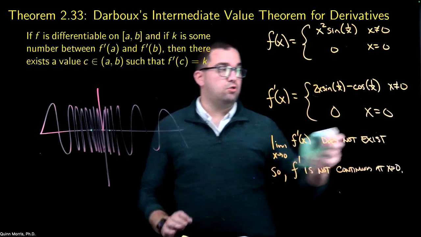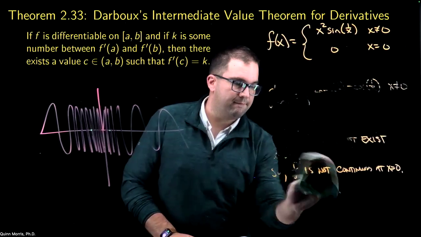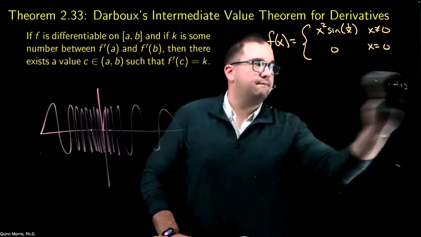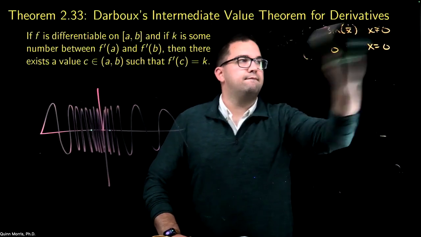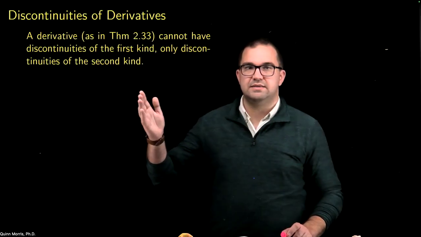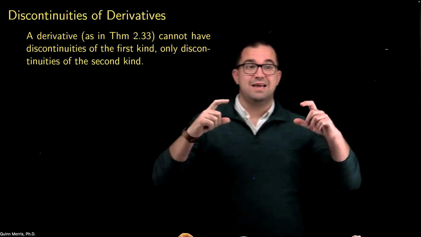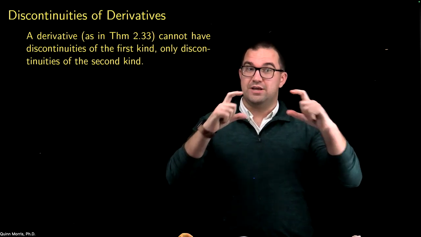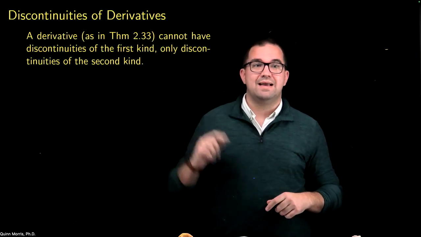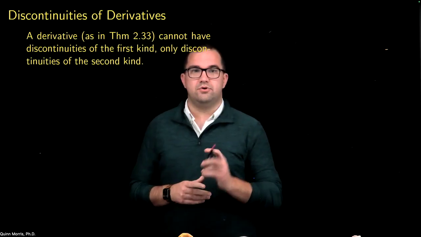All right. So what is the big conclusion of all this? One consequence of this theorem is that a derivative function, as in that theorem, and again I want to emphasize it requires that the function be differentiable on a closed interval, cannot have discontinuities of the first kind. It can only have discontinuities of the second kind.